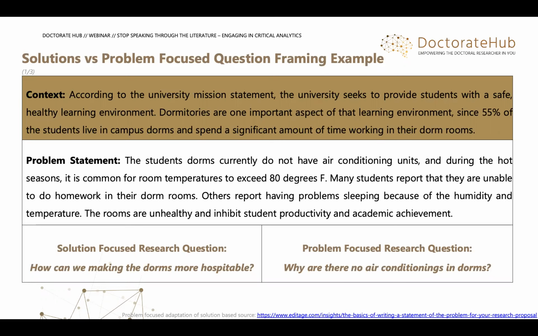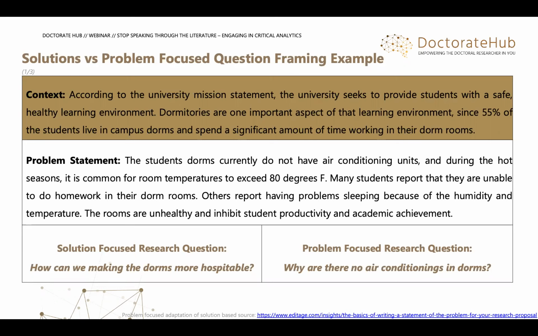The problem here, however, is that the student dorms currently do not have air conditioning units. And during the hot season, it is common for room temperatures to exceed 80 degrees Fahrenheit. Therefore, many students report that they are unable to do homework in their dorm rooms, which obviously is hindering the progression of the students. Others report having problems sleeping, so then again, that will inhibit their progression.